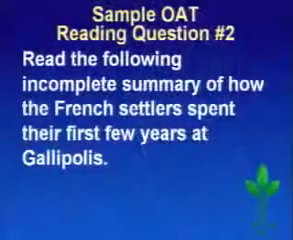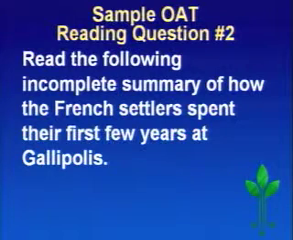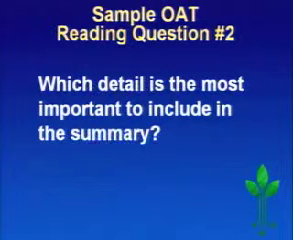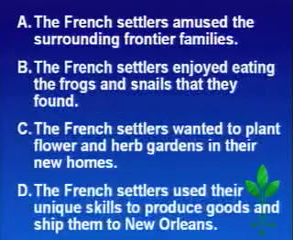Let's look at another test question that is based on this benchmark of summarization. This is a typical question you might find. The student is asked to read the summary that is already provided, and then the student is asked to look at a list of 4 choices and select which piece of information will best complete the summary. So the French settlers spent their first winter in small cabins. In the spring, they learned to cultivate crops, fell trees, and hunt for food. Which detail would we add to that to make it a more complete summary is a typical question we might see.